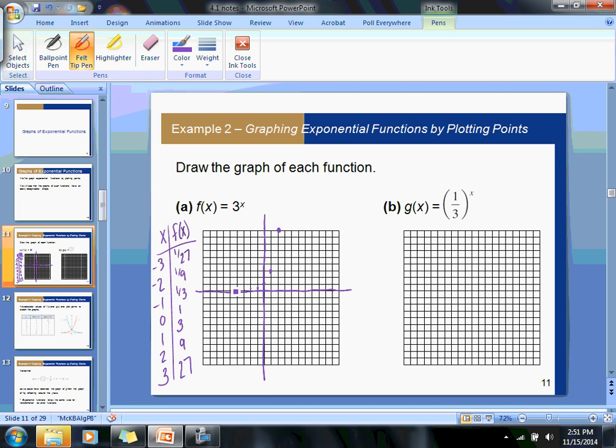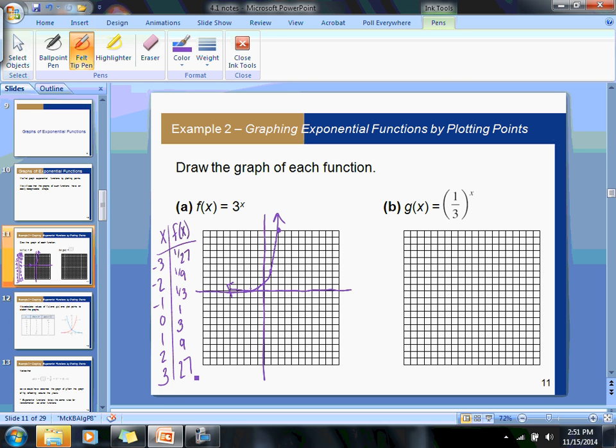Okay. So this is what this function looks like. Again, it looks similar to the first one that we drew. It's going to go through 0, 1. It's going to have a horizontal asymptote of y equals 0. And it grows really, really fast. I can't even put 3 cubed on there.